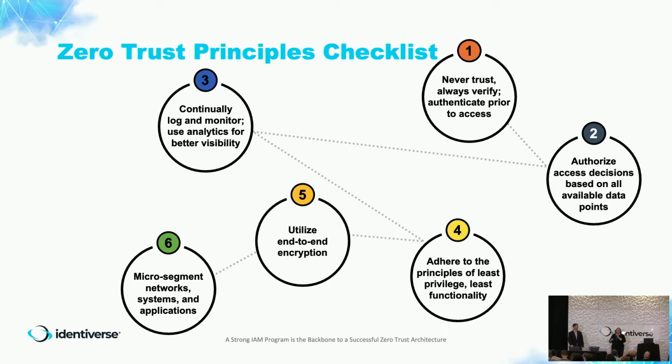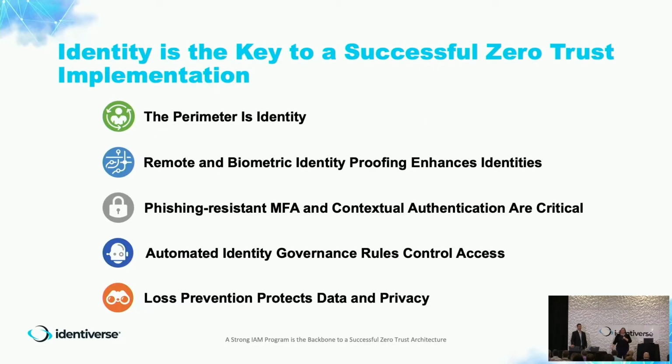And then finally, micro-segment network systems and applications. That's that peanut brittle we've been talking about. Very important to make sure we do that so that we reduce the amount of lateral movement within the network, which really is what Zero Trust is, right? We want to reduce lateral movement.